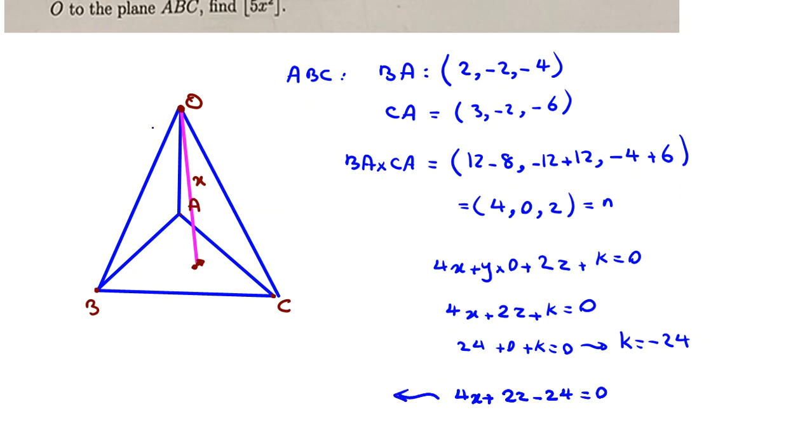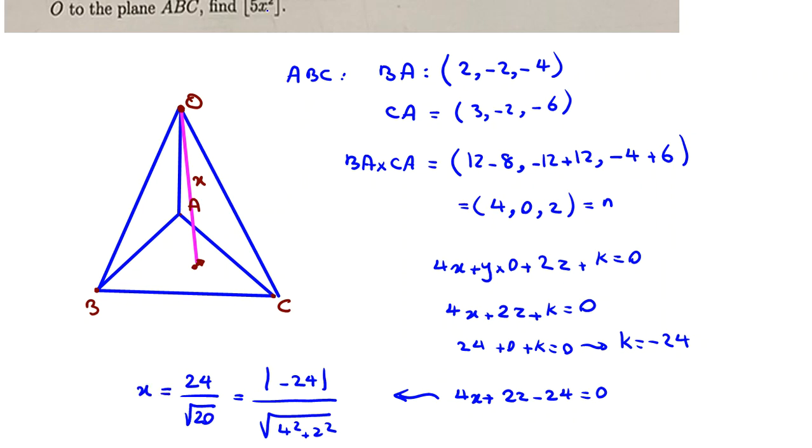Now we want to find the distance of O. We take the absolute value of this expression. When you replace O with 0, 0, 0 here, it will be the absolute value of 24 over root of 4 squared plus 2 squared. It will be 24 over root of 16 plus 4, which is root 20, and it is x.